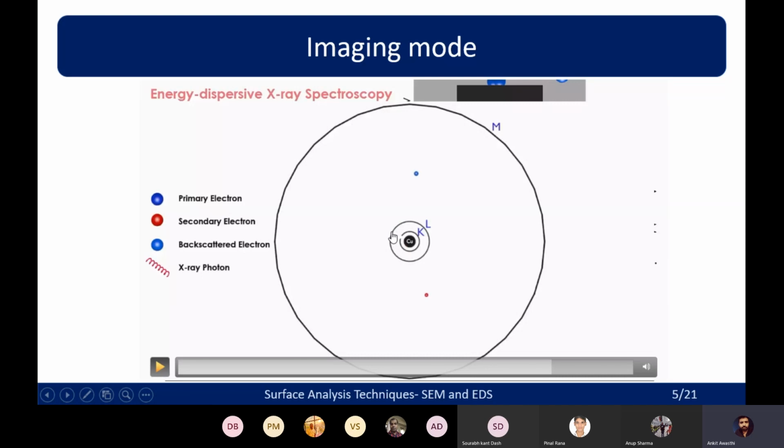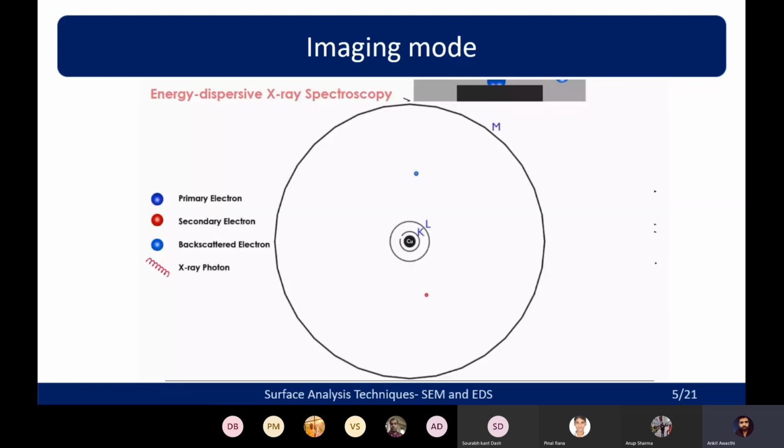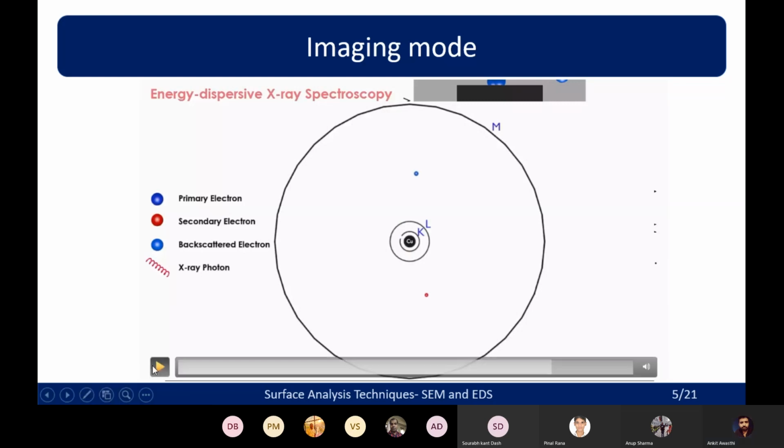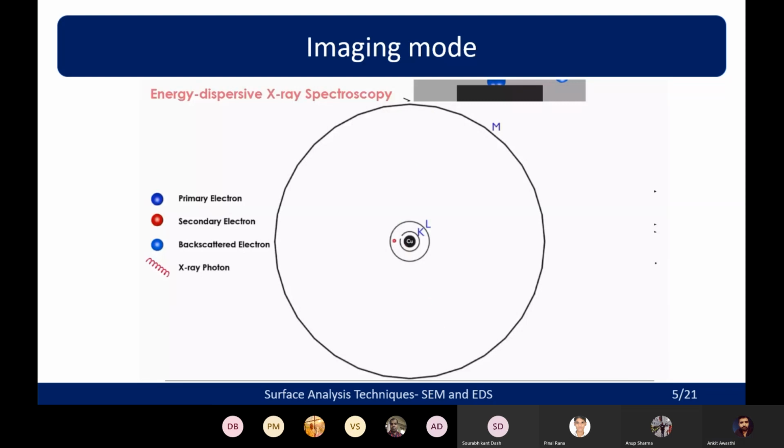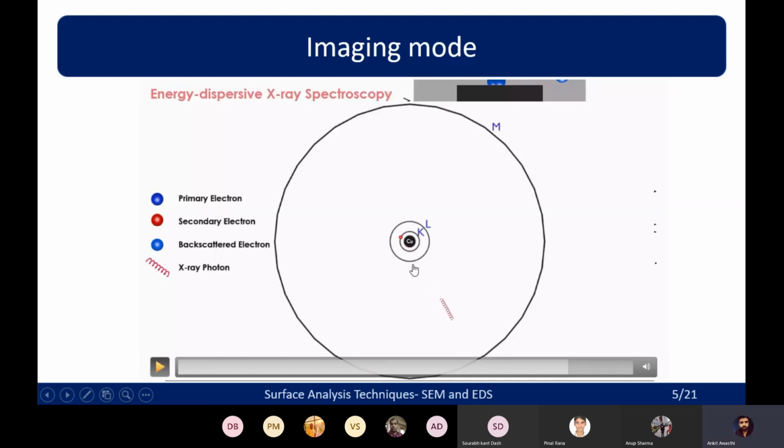And after that, when an electron from a higher energy shell, say from the L shell, comes to this K shell, then we emit one X-ray also. So this is the X-ray which is generated after that electron came from the higher energy level to the lower energy level, and its energy is equal to the difference between the energy levels of these two shells.